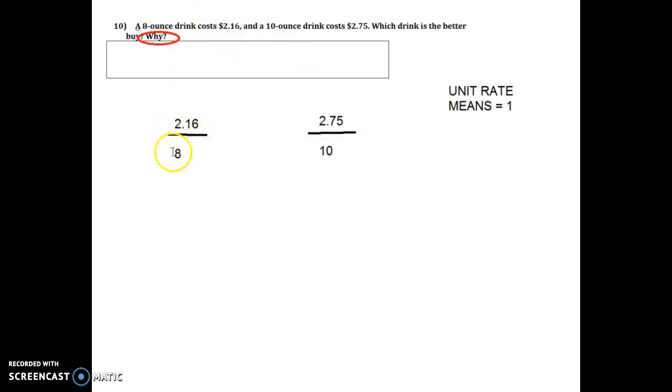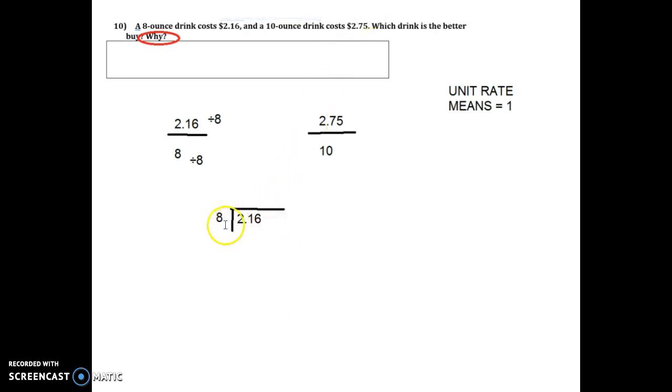So how do I turn this into a 1? Well, I need to divide this by 8, right? 8 divided by 8 equals 1, which means $2.16 divided by 8 is going to be my unit rate. So let's figure that out real quick. $2.16.